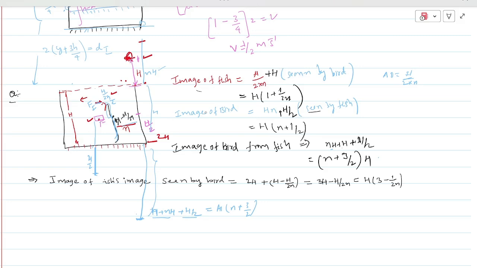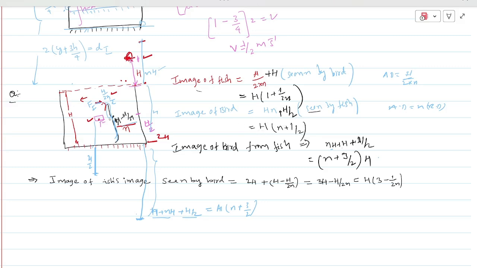Similarly, for the image of the bird seen by the fish, the image of the bird appears to the fish at n times h. So the apparent depth is n times the real depth, because we are observing from the rarer medium into the denser medium. Therefore, it will appear at more depth. So it is nh plus h by 2.